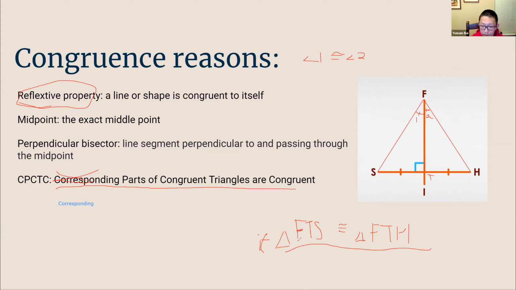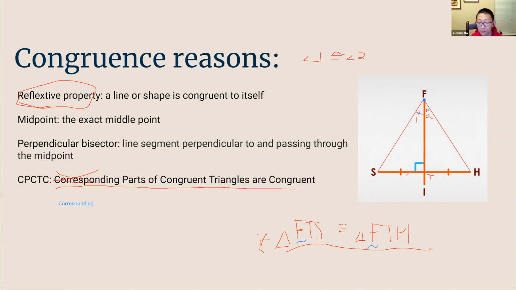If we look here, the first letter in the first triangle is F, and the first letter in the second triangle is also F. Which means that the point F right here is corresponding between the two triangles. That means angle 1 and angle 2, which have F at their vertex, are the corresponding angles.